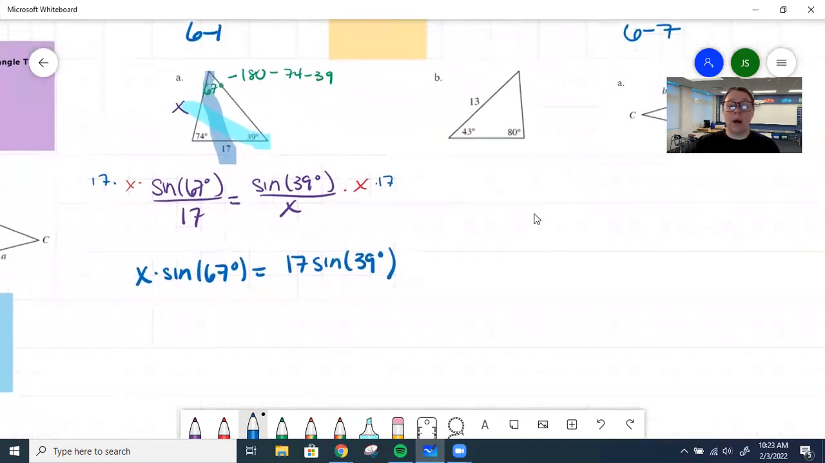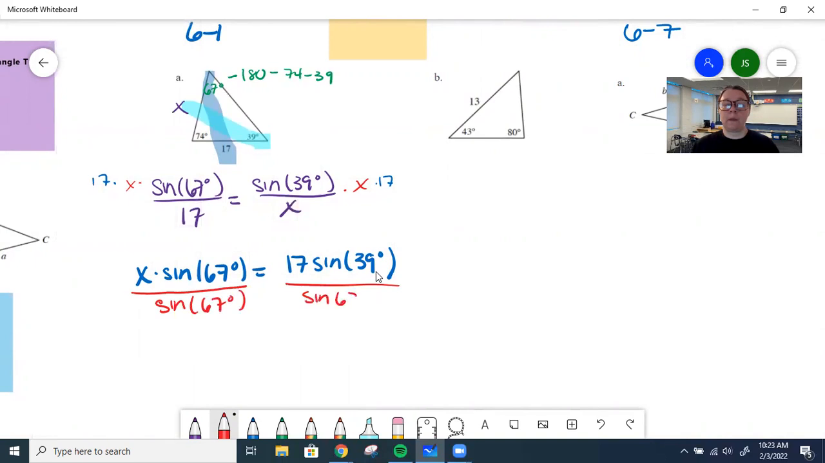All right, so now I'm not going to put these into my calculator and get decimals. I'm going to put it all into my calculator in one shot. I want the x by itself, so I'm going to divide by the sine of 67 degrees. So then x equals, this is gone, right? It equals whatever this is. So in decimals, 17 sine of 39 over sine of 67.